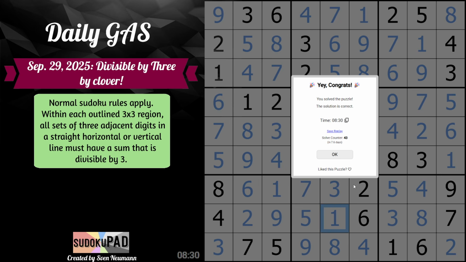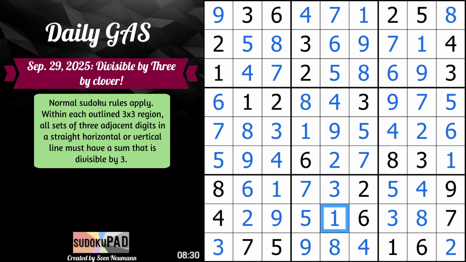seconds with Divisible by 3 by Clover. So 8 is not divisible by 3, but 8 minutes and 30 seconds in seconds, of course, is divisible by 3 because 60 seconds and 30 seconds. So, you know what? I'm pretty satisfied with that. A nice clean time that is in fact divisible by 3.